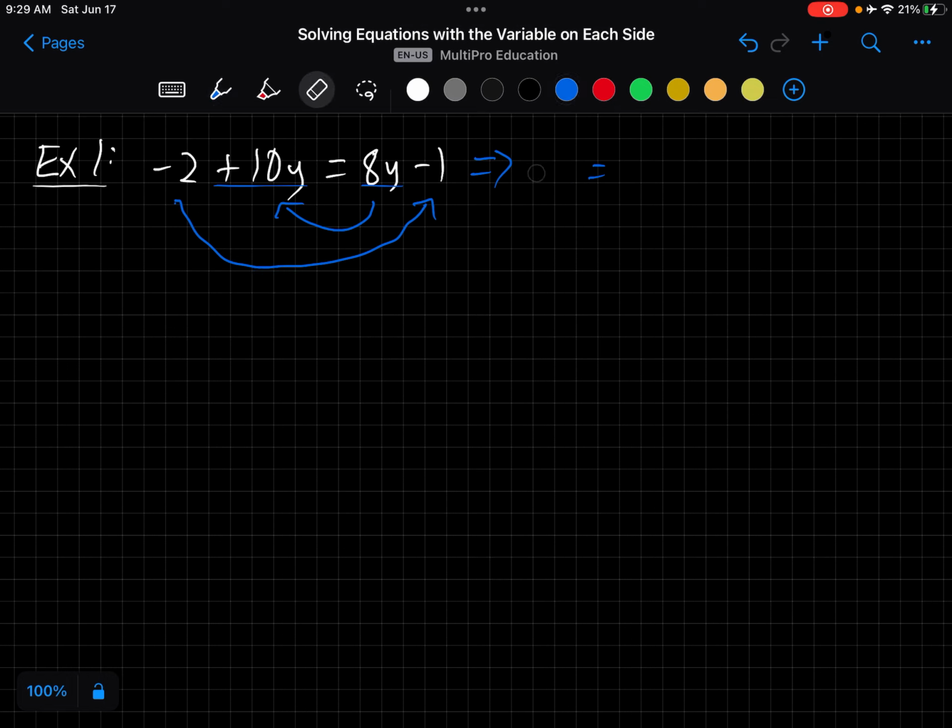actually, let's go one step at a time here. Let's get the numbers by themselves. So let's add 2 to each side. So 10y is equal to 8y plus 1.